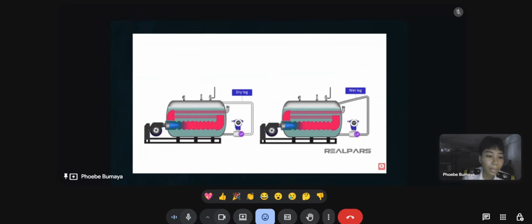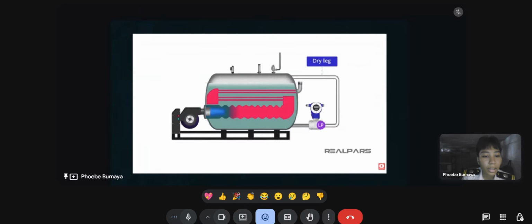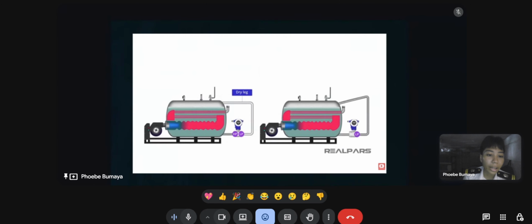The reference leg may be dry or filled with liquid. If the reference leg is dry, it is commonly referred to as a dry leg, and if the leg is filled, it is commonly referred to as a wet leg. In a dry leg, the vapor system pressure is applied to both the high pressure and the low pressure side of the differential pressure transmitter. The same pressure applied on each side basically cancels each other out.